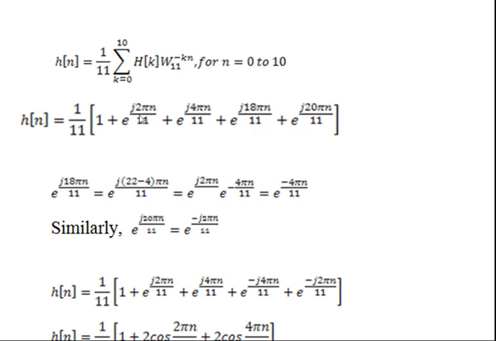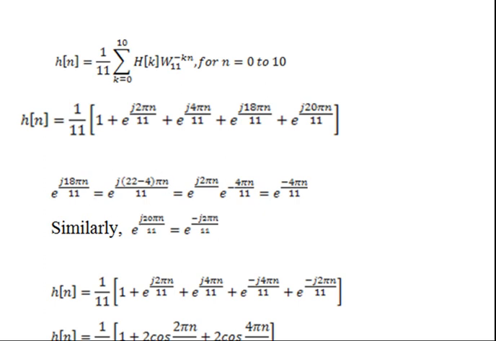Now to simplify this, these 2 by 11, 4 by 11, they are normal values. When it comes to 18 by 11, we can bring it back to the 0 to 10 range. For that we can use the periodicity property, because e to the power j 18 by 11 pi n, we can write as e to the power j (22 minus 4) pi n by 11. We write the 22 as a multiple of 11 because it will be periodic with 11 or its multiple. So whenever we add or subtract multiples of 11, it will remain the same.